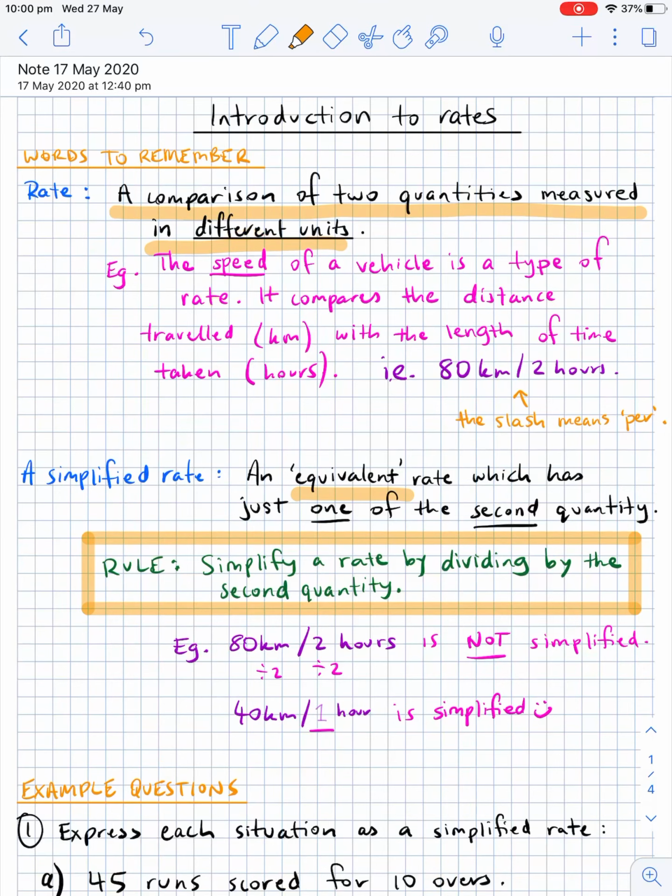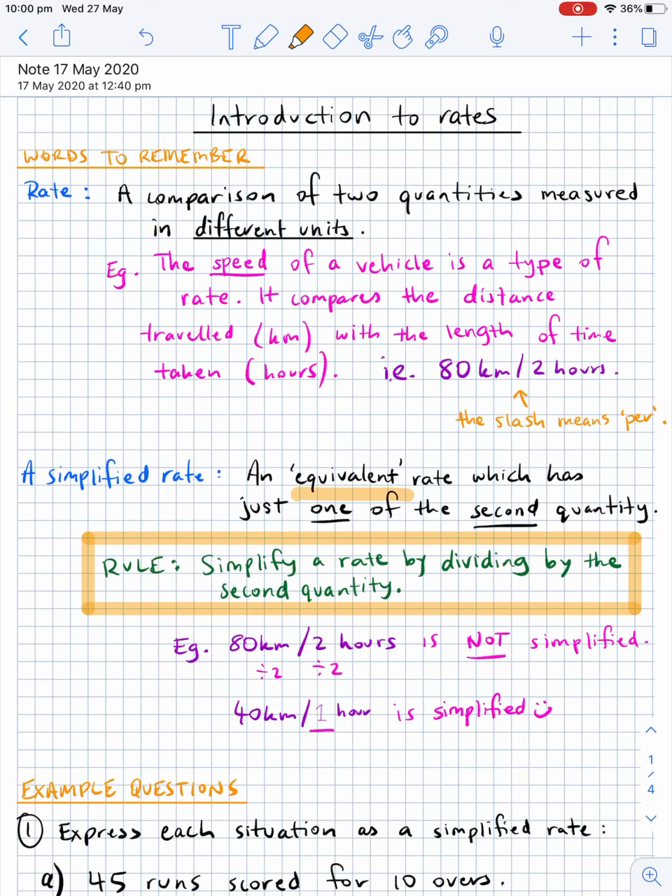The two quantities that are compared with speed are distance and time, and they're measured in this case in kilometers and hours. So that's how this sort of rate works. Now, with this rate, you'll notice there's a slash between these two quantities. That means per. So this is saying 80 kilometers per 2 hours. And that's an example of speed because it's measuring distance and time. When you think about how fast a car is going, we're usually dealing with kilometers per hour. And that's pretty much what we've got here.